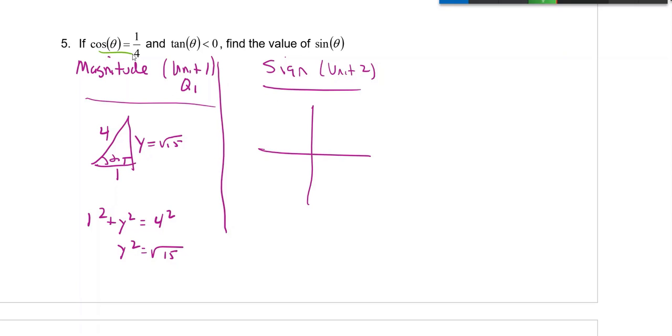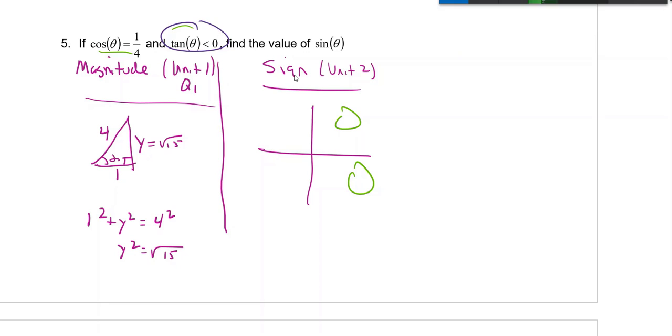The cosine here is positive. That means x is to the right of the y-axis, so these two quadrants are in play. The tangent is negative.